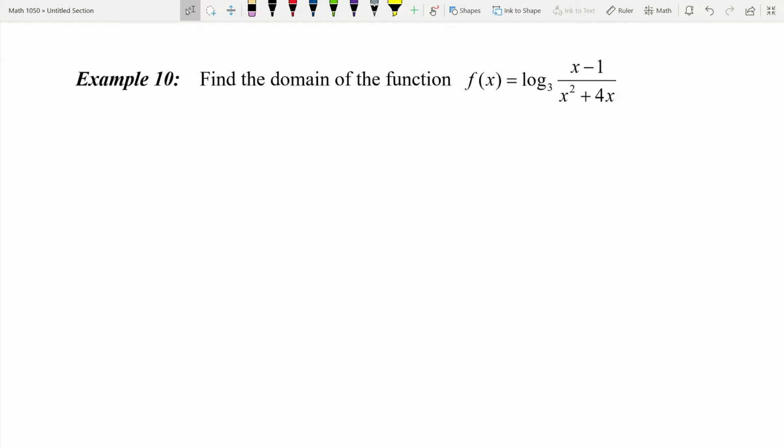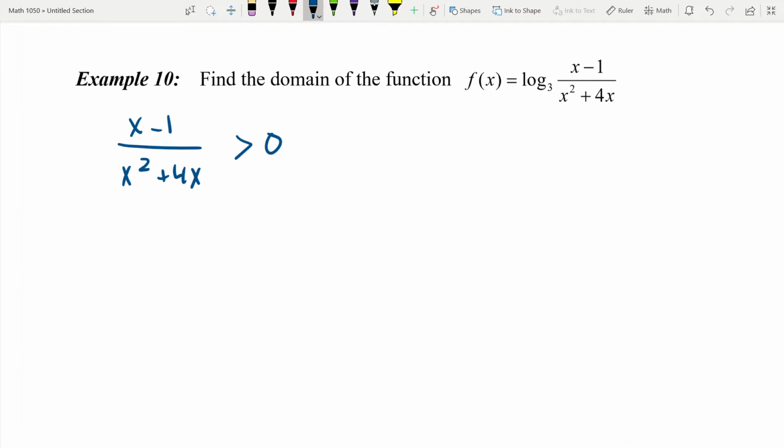Okay? Find the domain. I don't have a fraction. I do have a fraction, but the fraction's in the log. Okay? So I don't have an even root. I do have a log. So what I'm taking the log of, x minus 1 over x squared plus 4x, must be, what do I say here? Greater than 0. Everybody look at that.